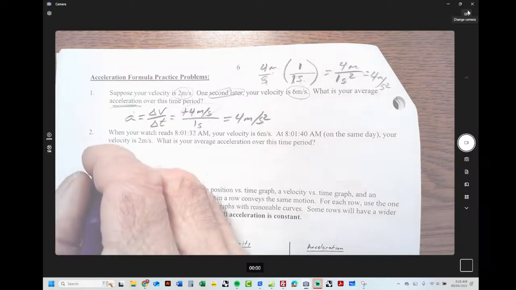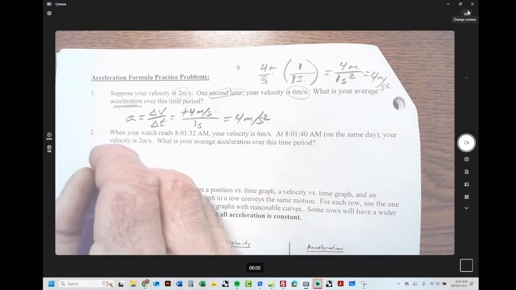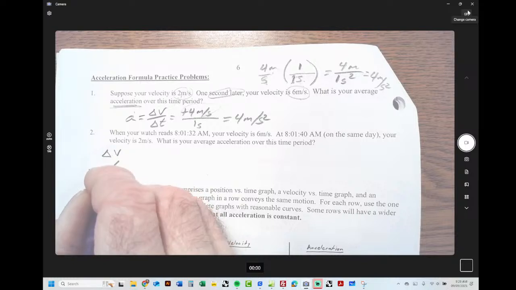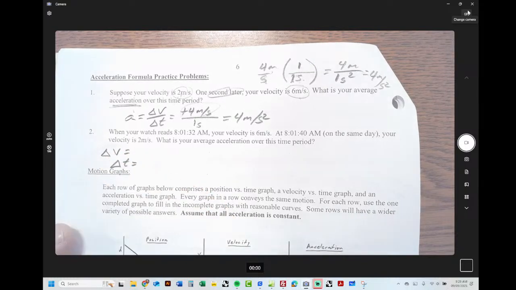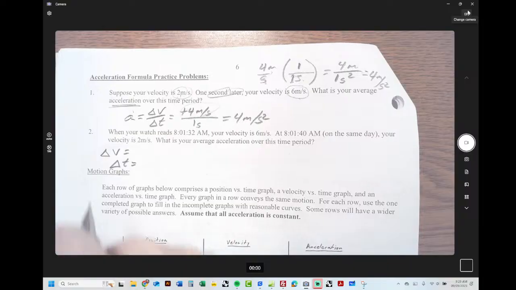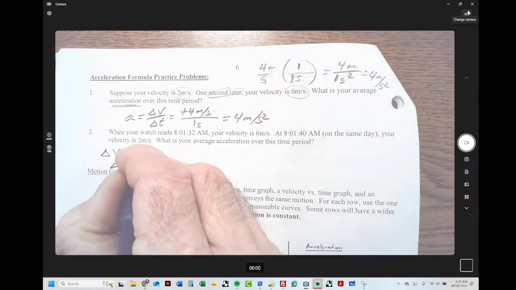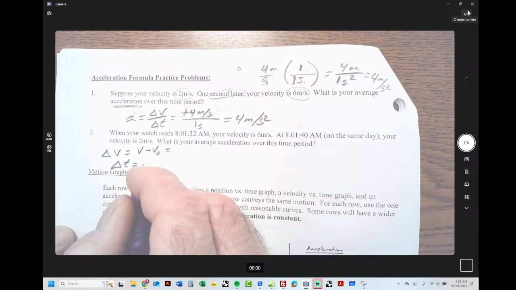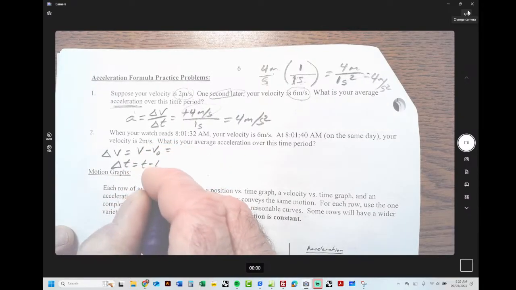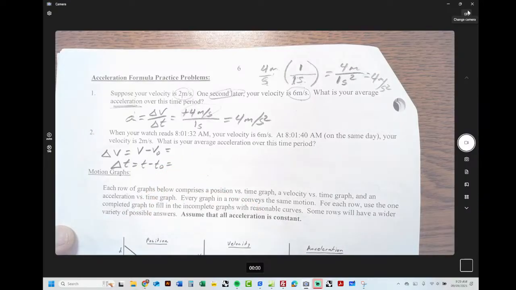And I'm going to do some other stuff over on the side. I'm going to write delta V, and I'm going to write delta T, and figure those out before I even get going. So V minus V0 and T minus T0.